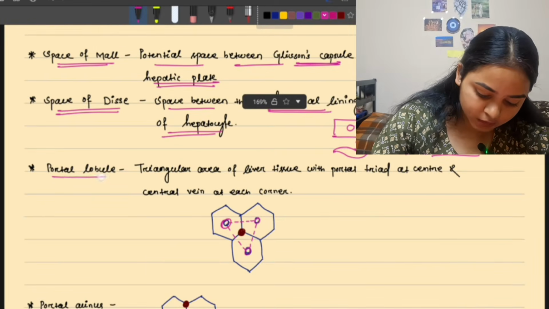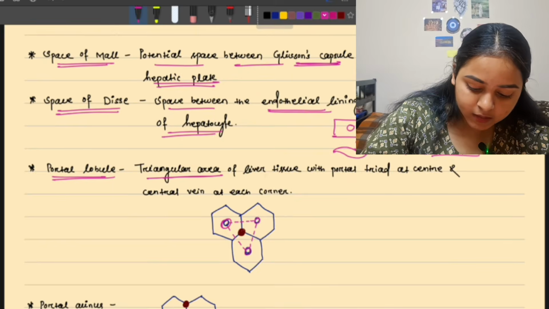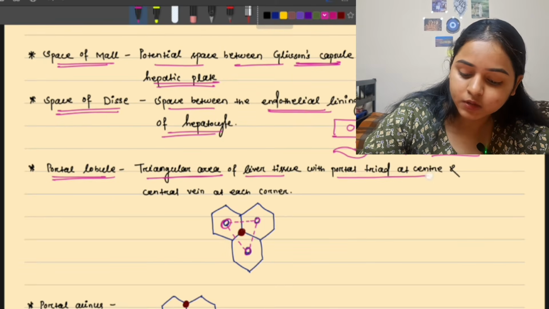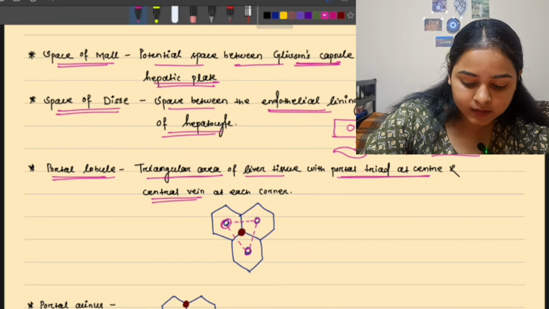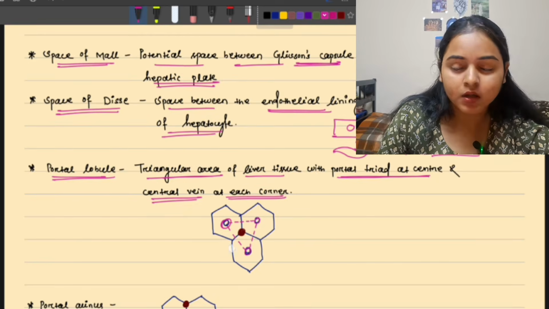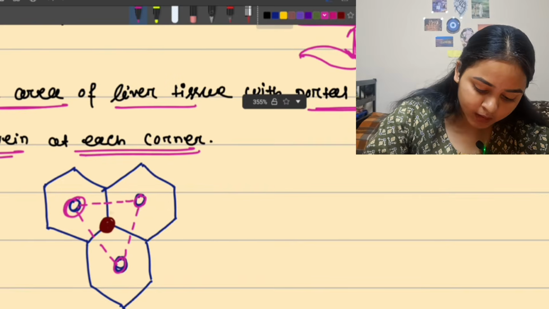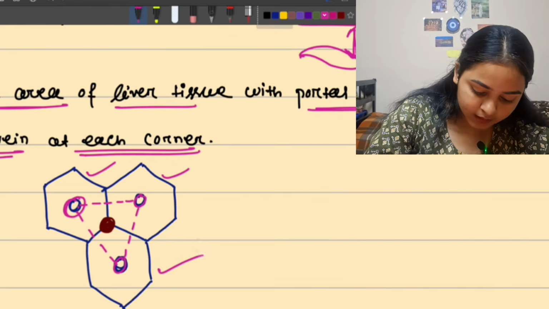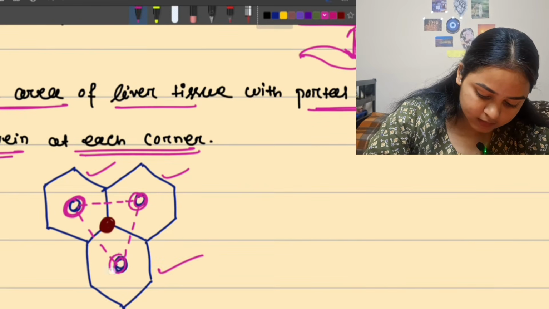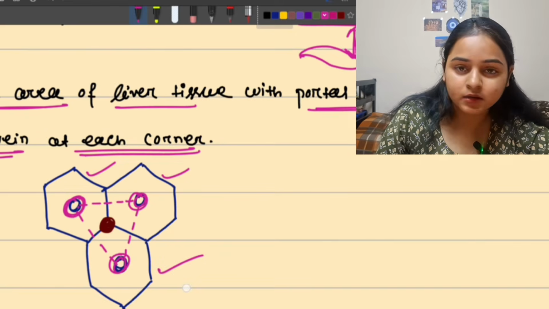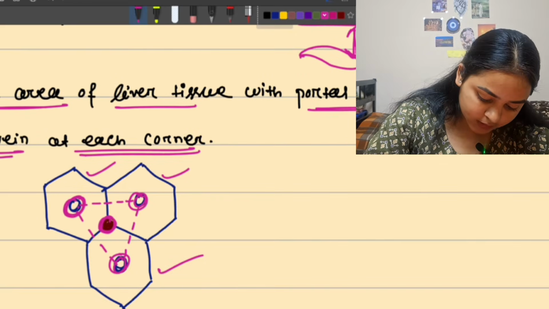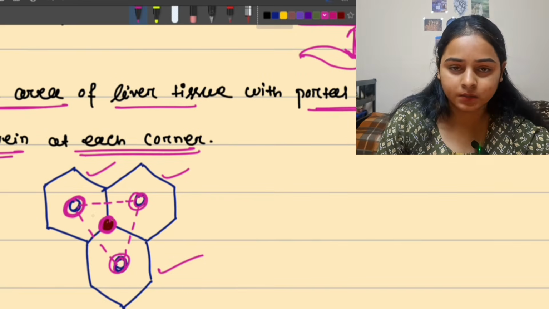So what is a portal lobule? It is a triangular area of liver tissue with a portal triad at the center and the central vein at each corner. You can understand this by looking at this diagram. These are three hepatocytes that I have drawn, and this is the central vein present at the center of each hepatocyte, and this is a portal triad present at the corner of the three hepatocytes.